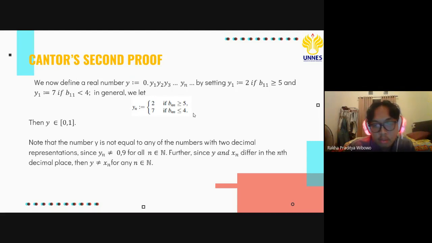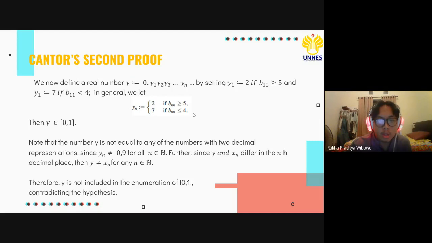Further, since y and xn differ in the nth decimal place, y is not equal to xn for any n element of the natural numbers. Therefore, y is not included in the enumeration of the closed interval 0 to 1. This contradicts the hypothesis.